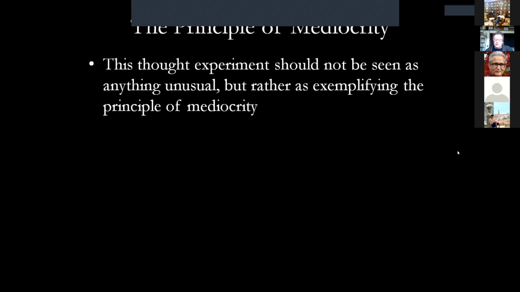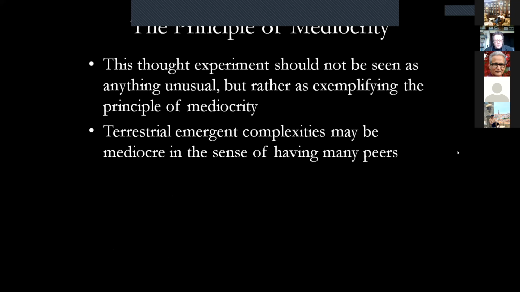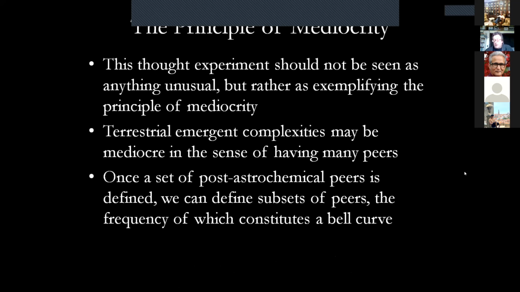The reason I formulated this thought experiment is not to show how weird it is, but to point to the principle of mediocrity. I'm not suggesting this is something really unusual. It's unusual from our point of view, but we think of these as our peer complexities, that is, other complexities in the universe that have also sprung from the same astrochemical roots as we have. So terrestrial emergent complexities may be mediocre in the sense of having many peers, but our peers might be something very different from life. They're post-astrochemical complexities, but not exactly like life.